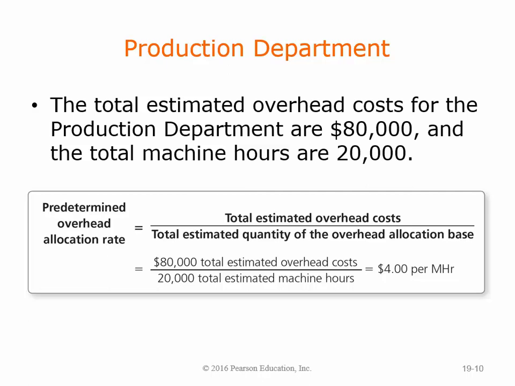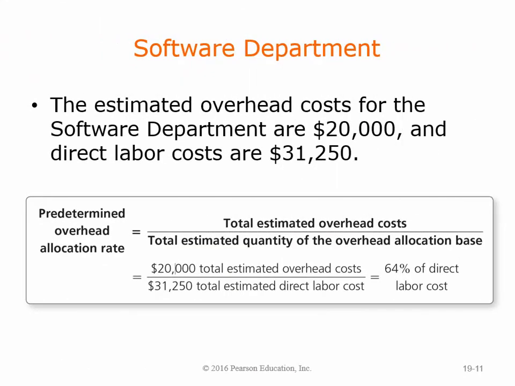So you do the same thing. You take the total estimated overhead costs divided by the total estimated quantity of the overhead allocation base, and that gives you some rate, right? That's no different than what we've done before, except that we're going to apply overhead in this department using this basis, machine hours. And then when it goes to the software department, where there's no machining at all, they decided that direct labor costs is the way they want to allocate in that department. So they take the total $20,000 estimated overhead cost divided by the total direct labor cost, and they find some percentage. So what that lets you do is more fine-tune how you're applying overhead. Okay? That's all it is.